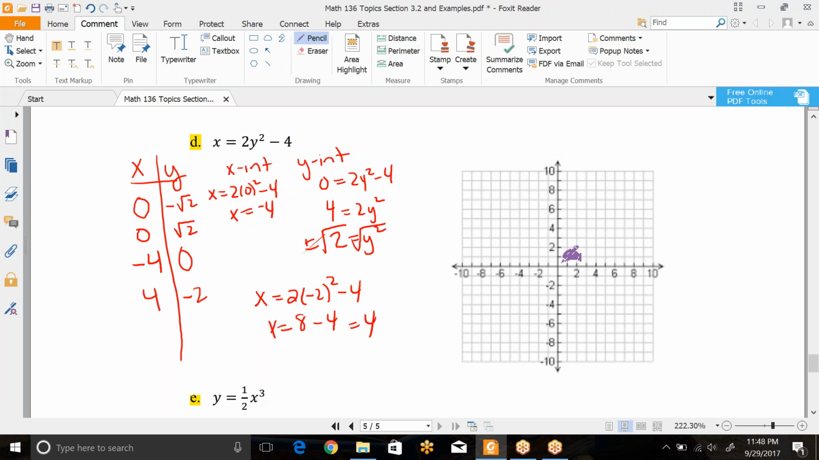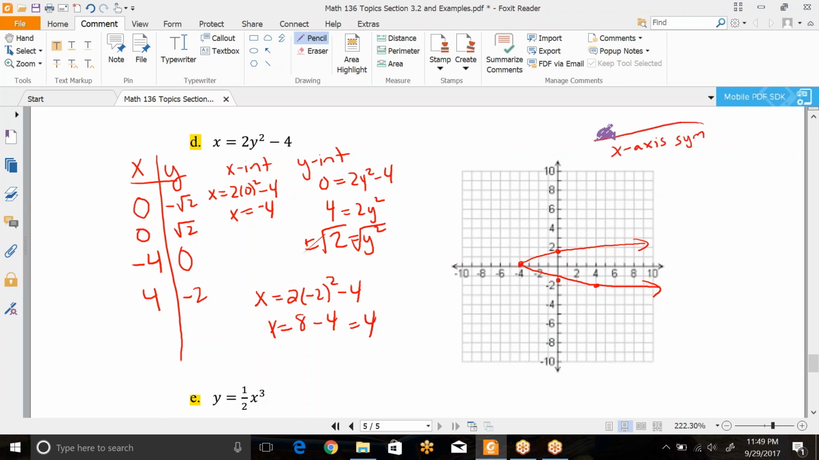Okay, so let's plot what we know. 0, negative 1.4. So that's about right there. 0, 1.4. Negative 4, 0. And 4, negative 2. Now, this looks like a parabola on its side, and in fact, because the y is squared, instead of the x being squared, that's exactly what happens. So it still has a vertex, but it happens exactly halfway between the two y-intercepts. So this one has, because it's folded over the x-axis, it has x-axis symmetry.